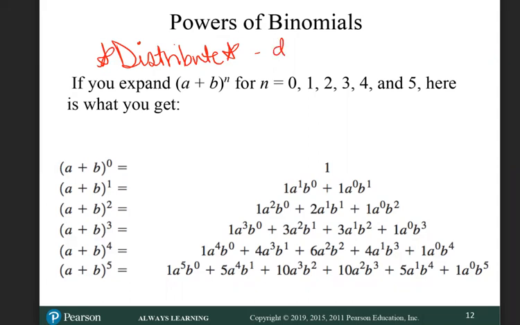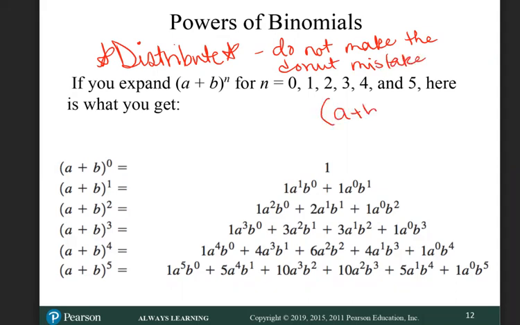Do not make the donut mistake. The donut mistake is when I have something like (a + b) squared and I don't distribute. If I just say, oh, well, that's a squared plus b squared, and I forget about the 2ab, then I've forgotten the center to my donut. So my donut has a hole.